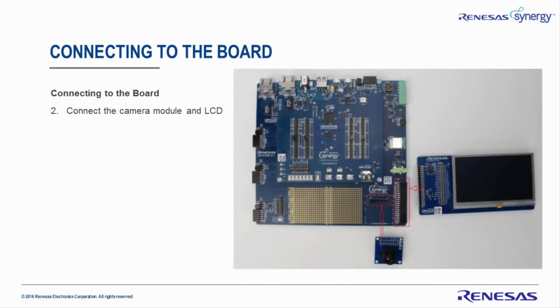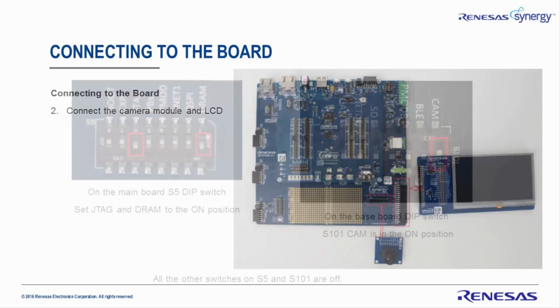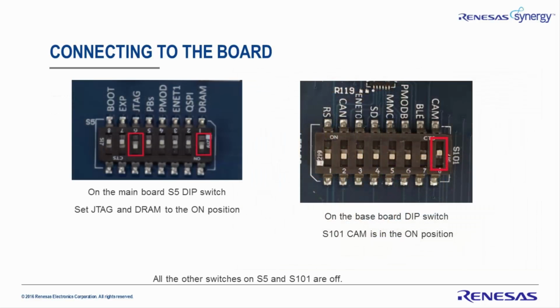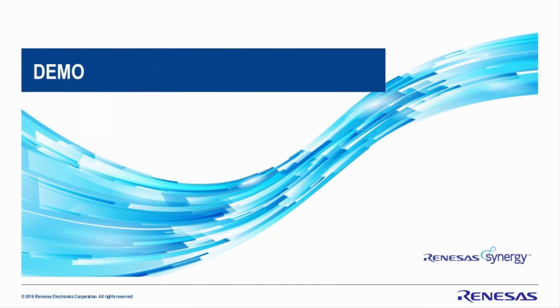Next, you want to connect the camera module and the LCD. We then want to set up the dip switches on two different dip switch locations. Located on the main board, the S5 dip switch, you want to set the JTAG and the DRAM switches to the on position. On the base board, dip switch S101, you want to set the CAM to the on position. Let's take a look at the demo on how to set this up.